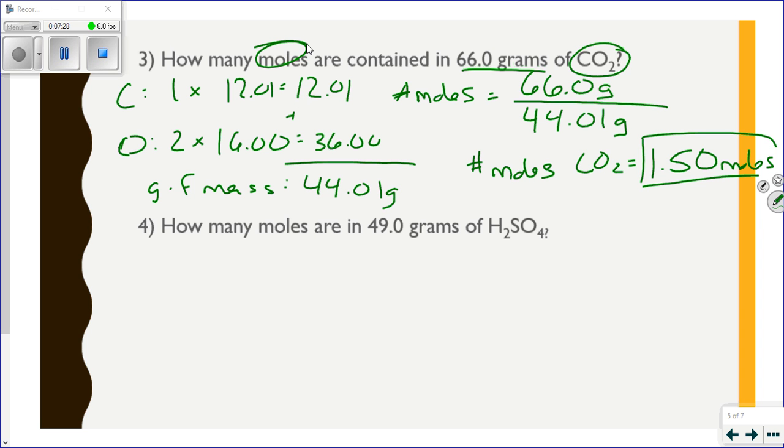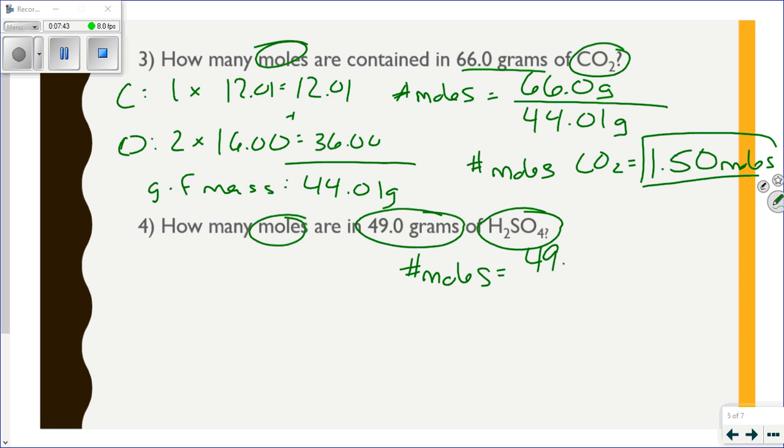Let's try another. Again, how many moles are in 49.0 grams of, we got a lot of elements going on. So the first thing I want to do is set up my formula. I'm looking for the number of moles. I'm given the mass of 49.0 grams. That's how much of the sample I have. But what I want to know is the gram formula mass. What mass of each sample is in 1 mole.